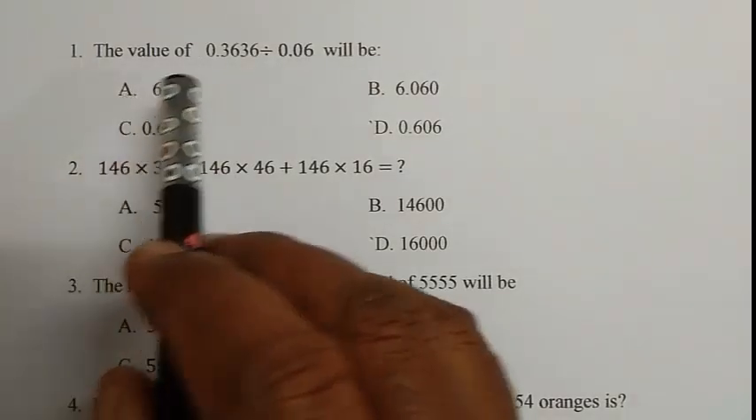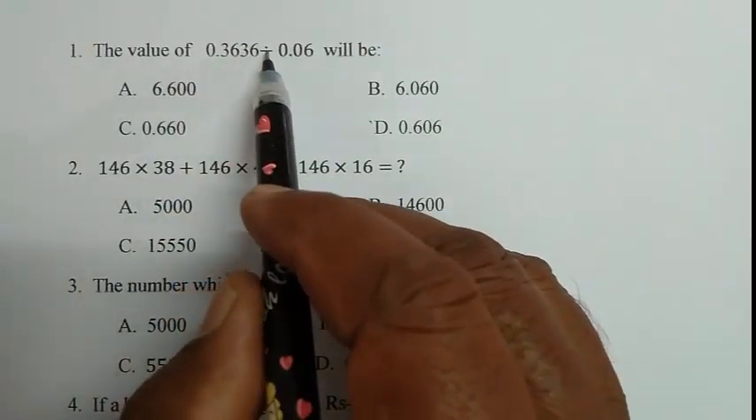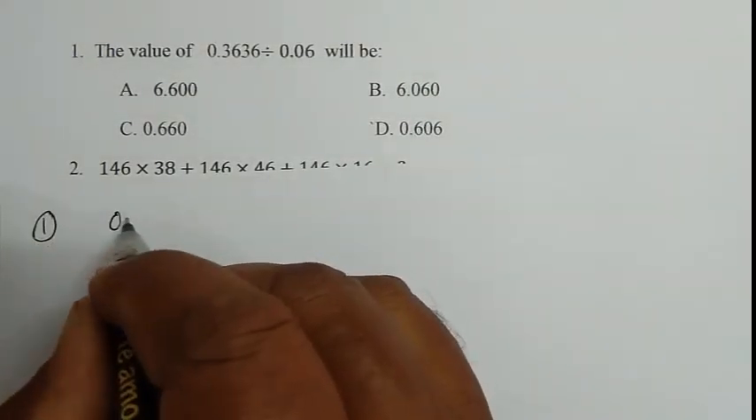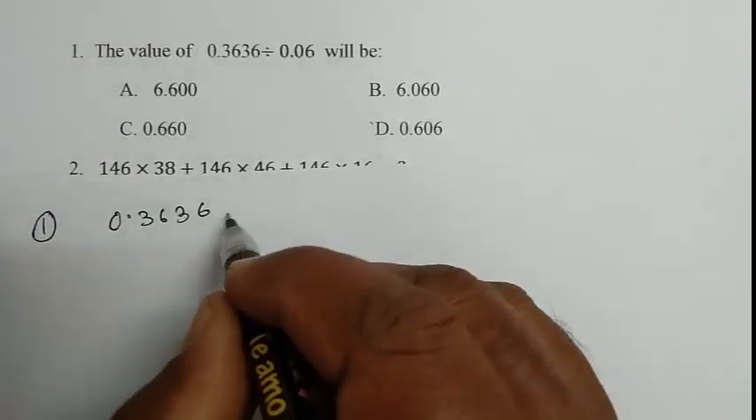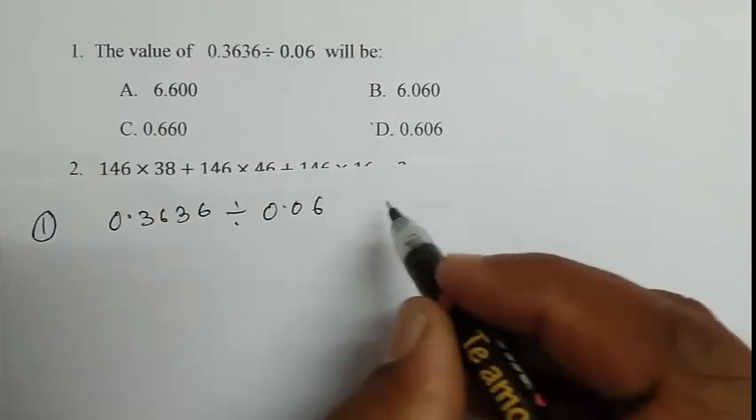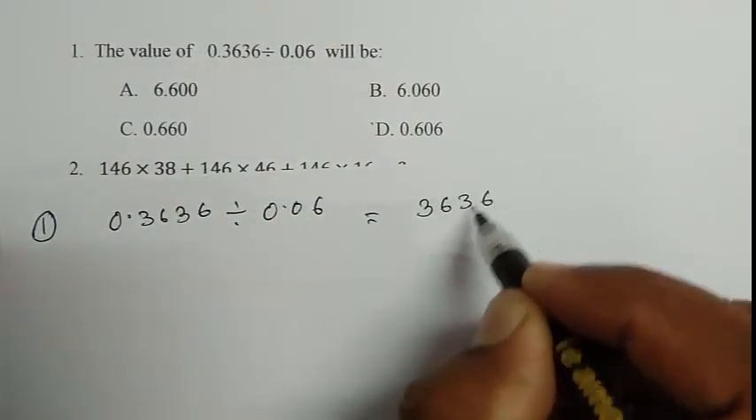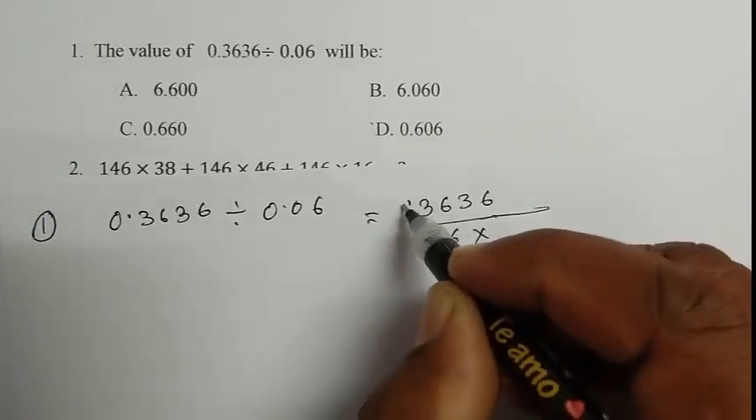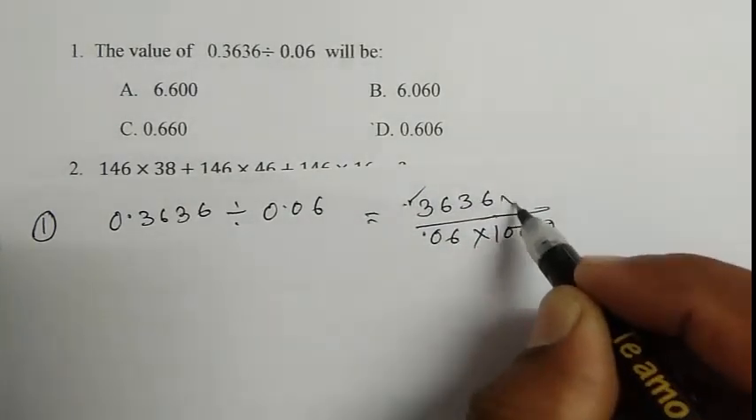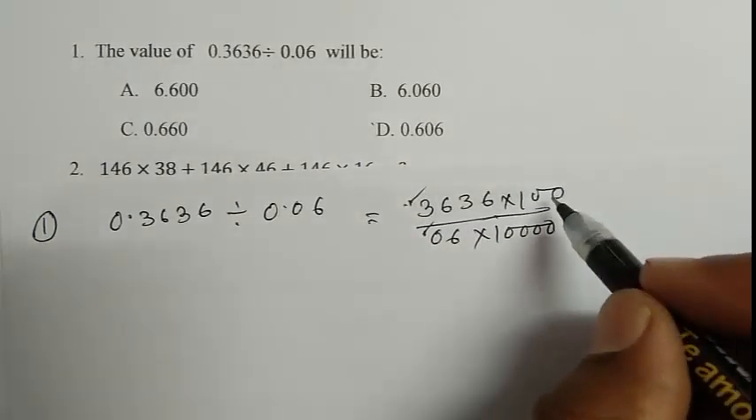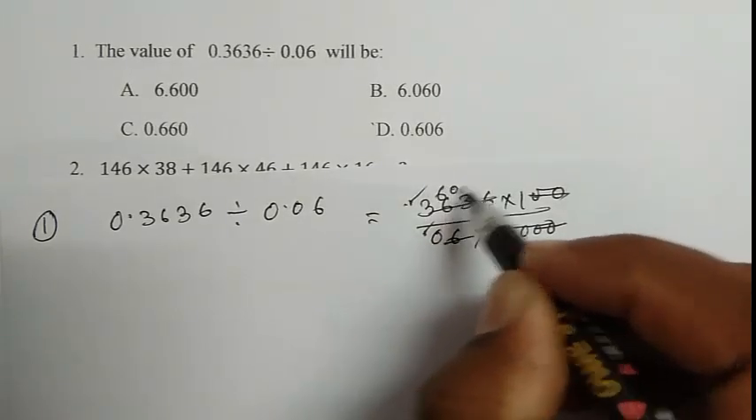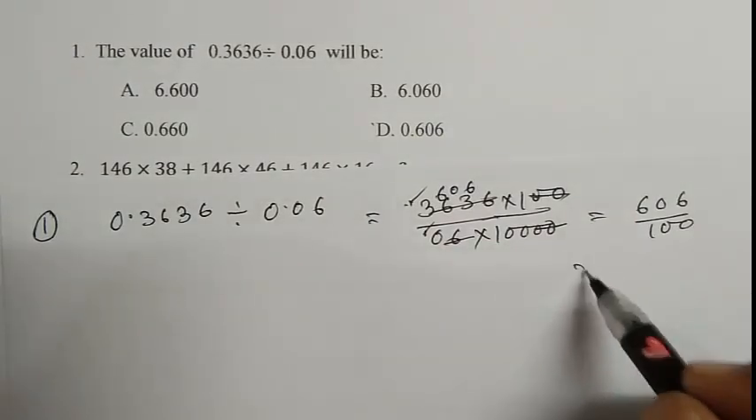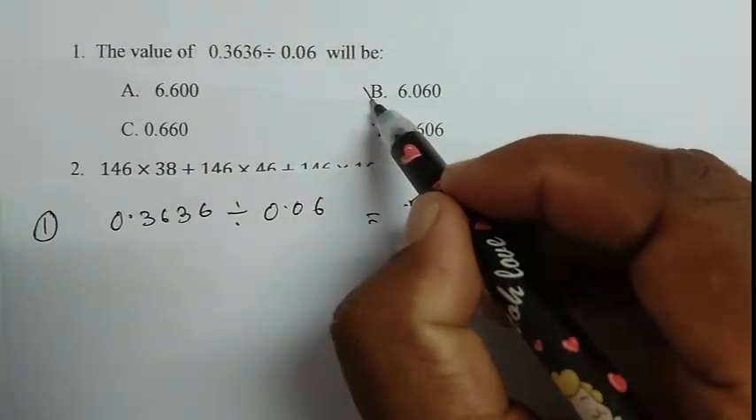Question number 1. The value of 0.3636 divided by 0.06 will be. 0.3636 divided by 0.06 will become 36.36 divided by 6, which is 606 by 100, so the answer is 6.06. So B is the right answer.